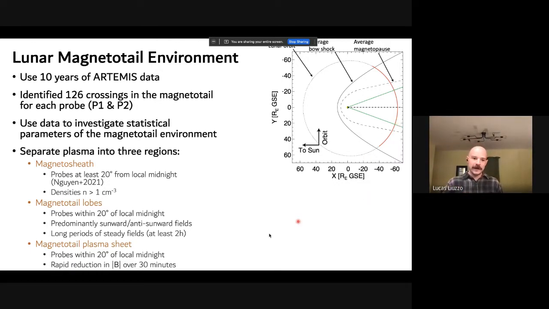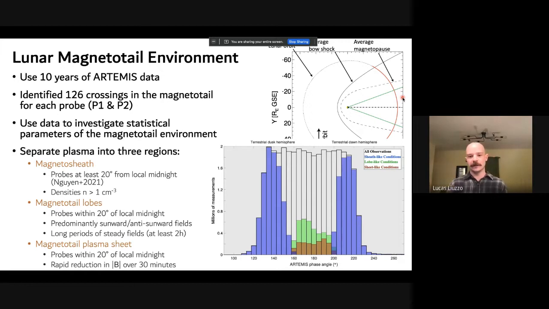For the third region, the magnetotail plasma sheet, we again require the probe is located within 20 degrees of midnight. And we also require the magnetic field to drop rapidly. If you picture what the magnetotail plasma sheet looks like, it's associated with the magnetic field lines turning around downstream of Earth's magnetosphere, which would be associated with this rapid reduction in the magnetic field. So these are the three different regions that we'll be looking at and the conditions that we're requiring for each of them.